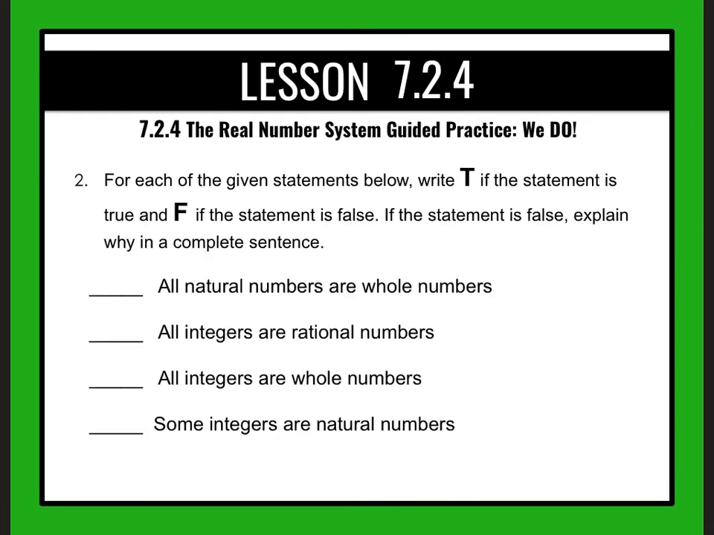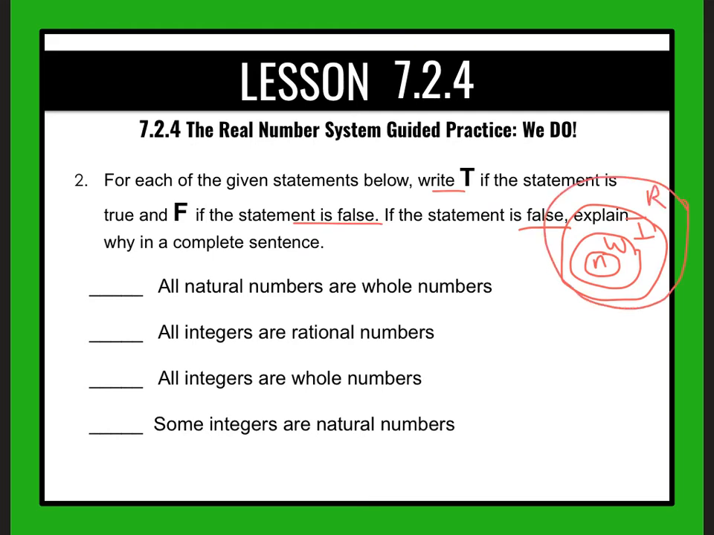Okay, now we're dealing with true-false statements. It says write T if the statement is true and F if the statement is false. If your statement is false, explain why. Again, I like to have my graphic organizer with me as I answer these questions. So make sure you have your graphic organizer available. All natural numbers are whole. Well, natural numbers are a subset of whole numbers, so therefore that's going to be true, because anything that's in the subset of the other means it's a part of that set of whole numbers.